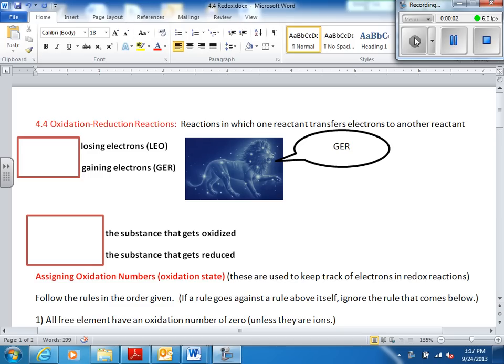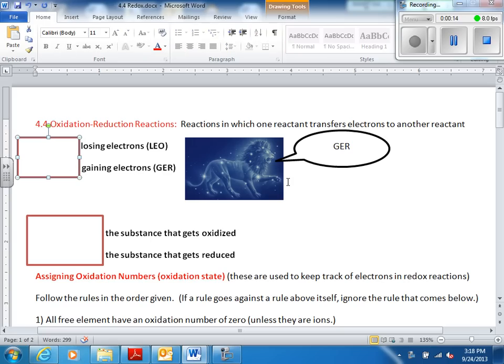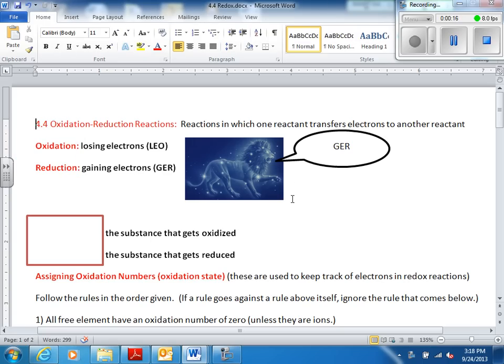This is section 4.4, oxidation reduction reactions, and these are reactions in which one reactant transfers electrons to another reactant. So someone takes electrons and someone gives them. And there are names for the takers and the givers. Oxidation is losing or giving away electrons. That's losing electrons is oxidation, LEO. Reduction is gaining electrons, or gaining electrons is reduction.